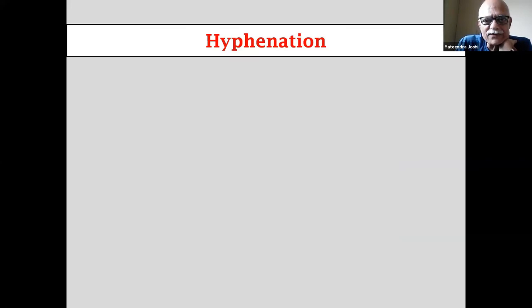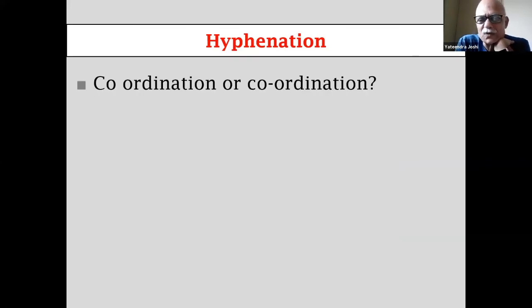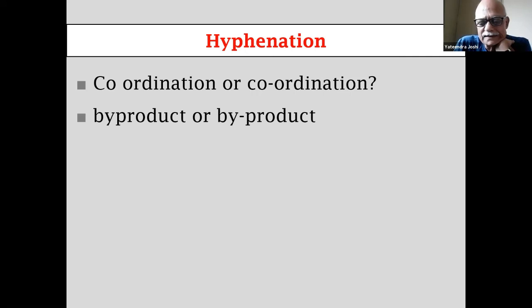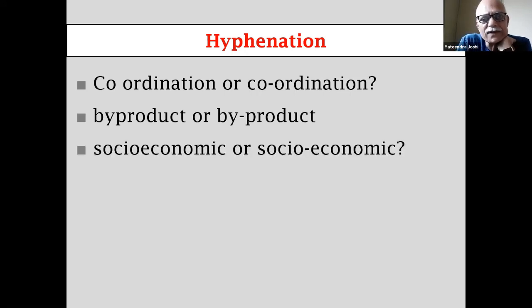So simply to give you an example, what would you do? Coordination, you will spell it as with space, with one word, two words. What about byproduct? Socio-economic, will you hyphenate?